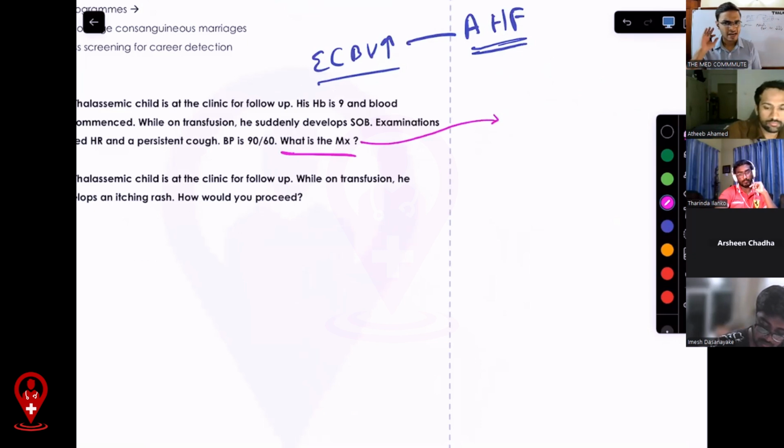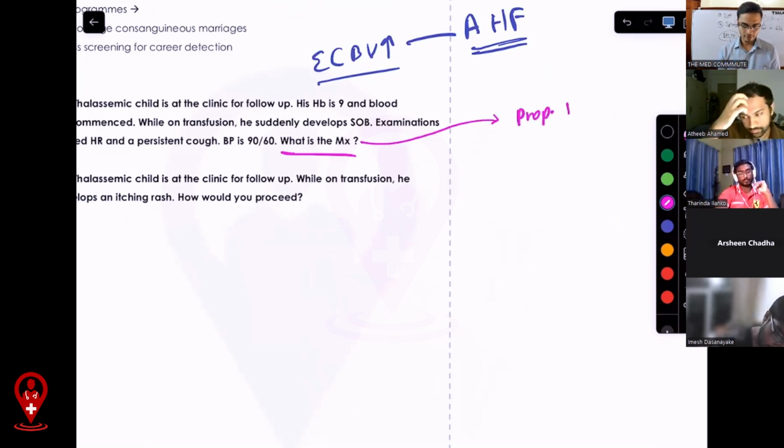What is the first step to do? Acute heart failure. What is the first? Now, I haven't taught this, but let's discuss. Let's just talk about this. Prop up the child. Excellent. First step is prop up. Prop up the child, so you raise the head of the bed. Why? This child is going into fluid overload, right?